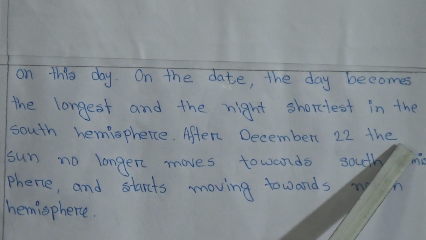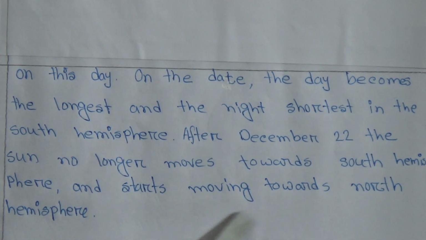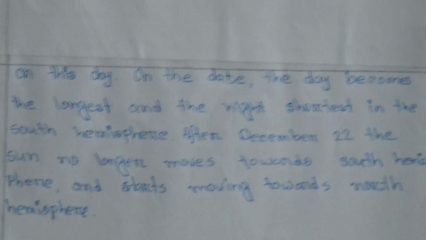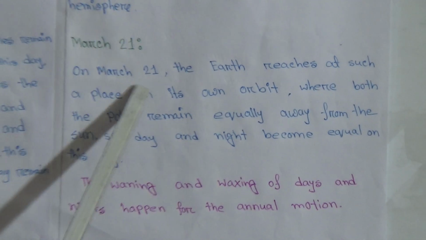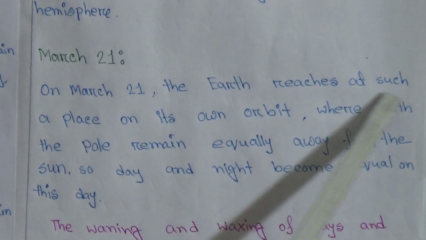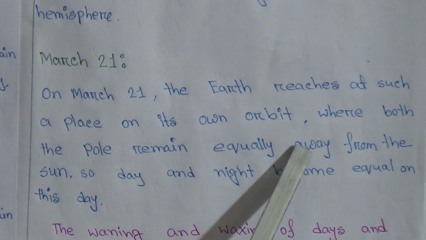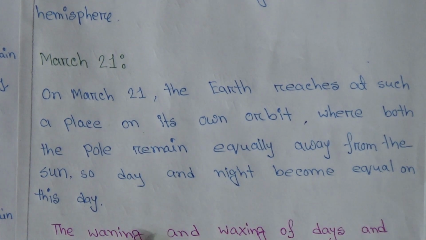After December 22, the sun no longer moves towards the southern hemisphere and starts moving towards the northern hemisphere. So again, December 22: North Pole, longest night, shortest day, and South Pole, longest day, shortest night. Then March 21. On March 21, the earth reaches such a place on its orbit where both the poles remain equally away from the sun. So day and night become equal on this day.